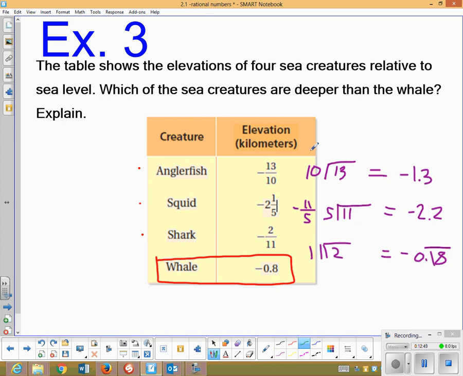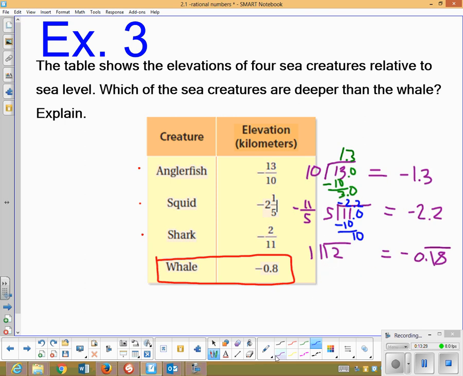So now I'm going to look at all the decimals or fractions I just converted, here, and here, and here. We're going to see that negative 2.2 and negative 1.3 are less than negative 0.8. So these two would be this answer here, anglerfish and the squid. Anglerfish and the squid would be the ones that are deeper than the whale, because this one is just at a negative 0.1, so it's actually not deep, it's higher. So the answer would be anglerfish and squid are deeper.